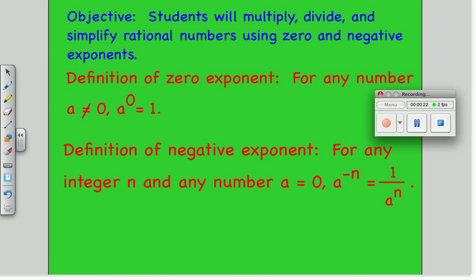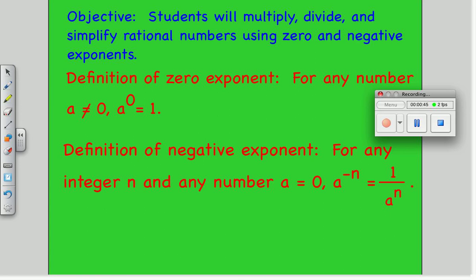Okay, so we have the definition of a zero exponent: for any number a that is not equal to 0. So the number just cannot be 0. The number to the power of 0 will always be 1.